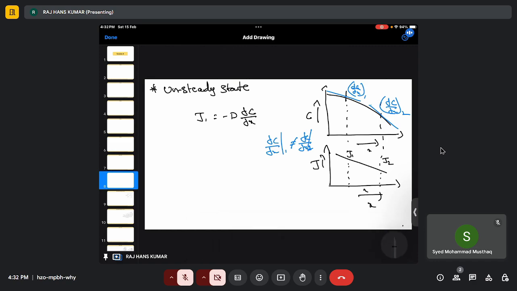Let's say we have J1 minus J2. Now, the net accumulation. Now, what if you want to know what is the accumulation in the interval, right?